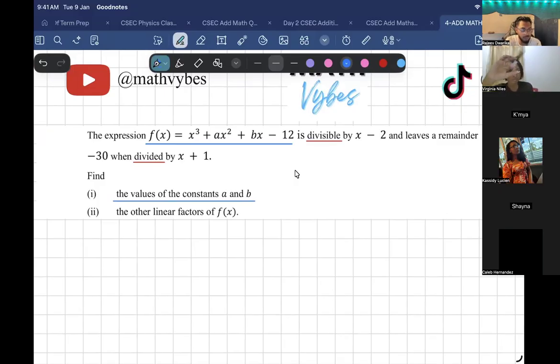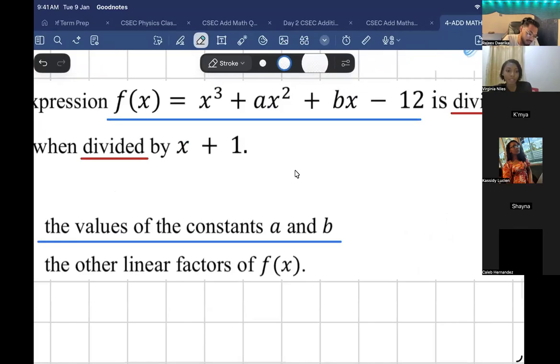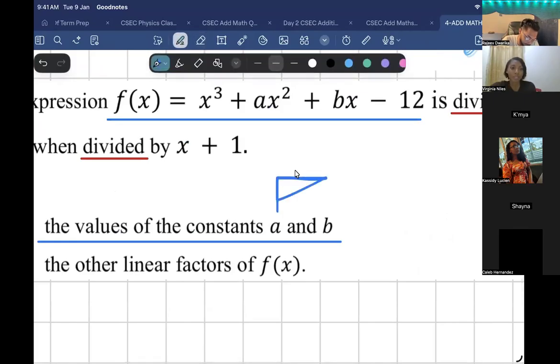Two unknowns. Anytime I hear two unknowns, what should I think of? Simultaneous equations. Anytime you see two unknowns pop up, you're dealing with simultaneous equations.